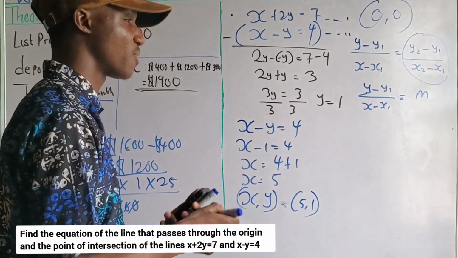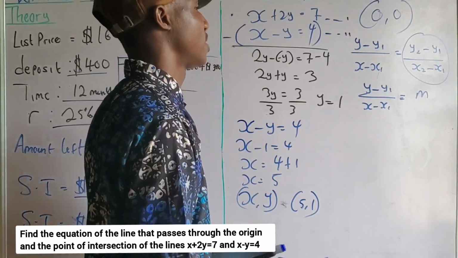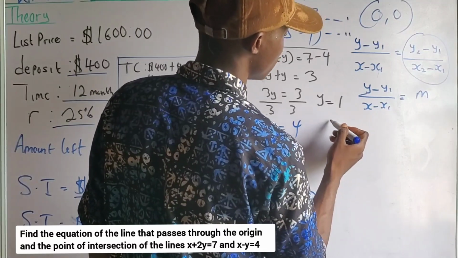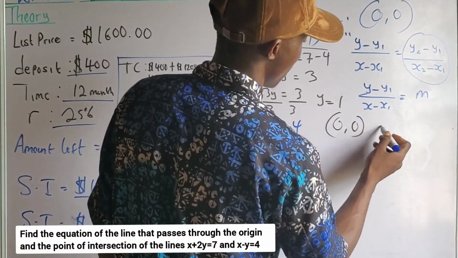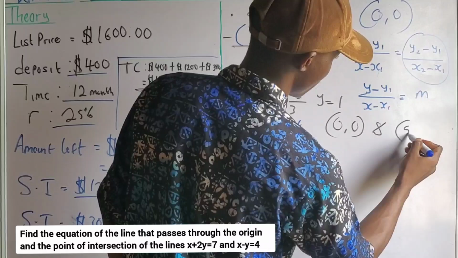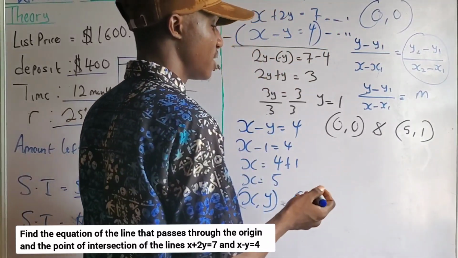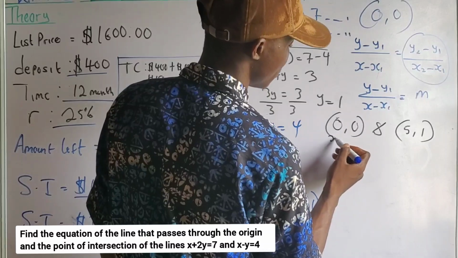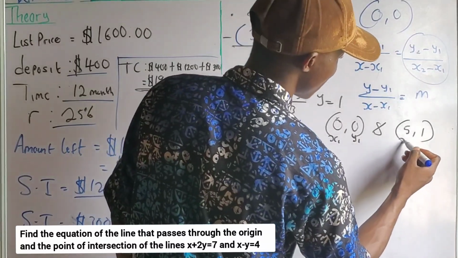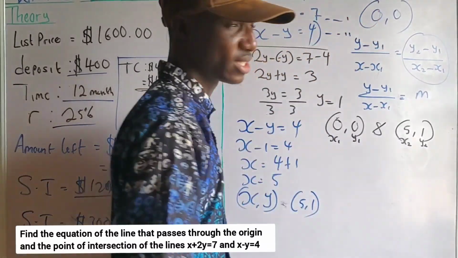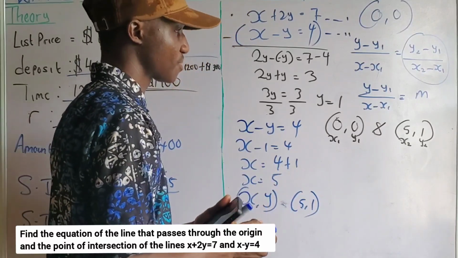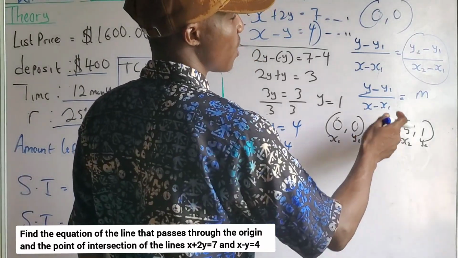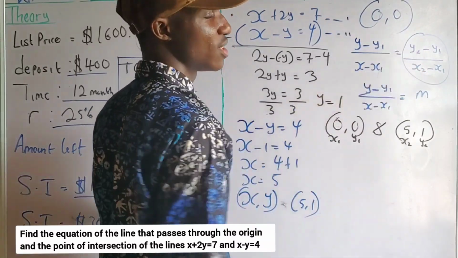Okay, now let's go back to the formula. So to get the equation now, the 2 points that we obtain are 0, 0 and 5, 1. Do you know? These are the 2 points that we obtain. This 0, 0 is x1, y1, and this is x2, y2. Do you understand? So all you have to do now is replace the values of x1, y1, and x2, y2 into this. Are you getting it?